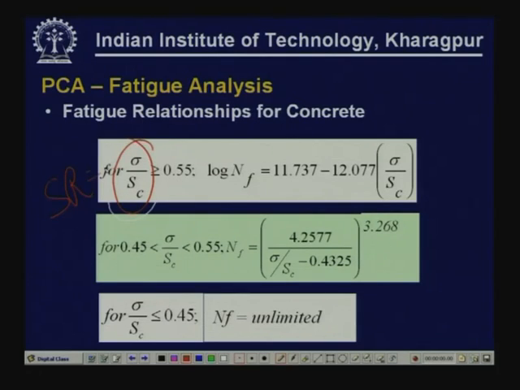So, if the stress ratio is greater than or equal to 0.55, the number of repetitions to fatigue failure NF is given as a function of stress ratio sigma by SC by this equation. For stress ratio range of 0.45 to 0.55, the number of repetitions to failure of this load group is again given as a function of stress ratio. For stress ratio less than 0.45, it is assumed that the concrete is capable of handling an infinite number of repetitions.